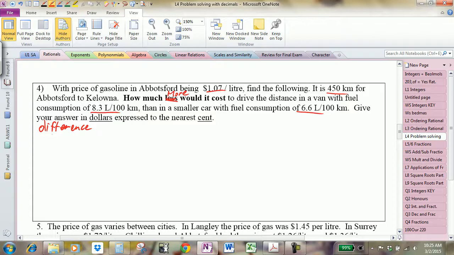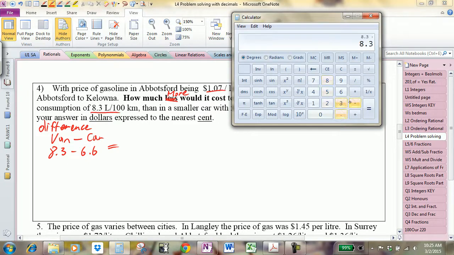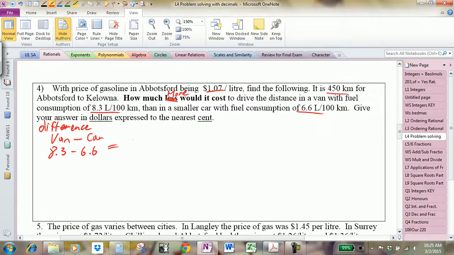So we're going to take the van fuel consumption and minus the car. So the van is 8.3, the car is 6.6. How many more liters per kilometer is the van going to cost? It's going to use 1.7 liters more for 100 kilometers. Okay. Now what we can do is use a proportion to help us. So we have 1.7 liters per 100 kilometers, and you have to drive 450 kilometers. How many liters will you use?